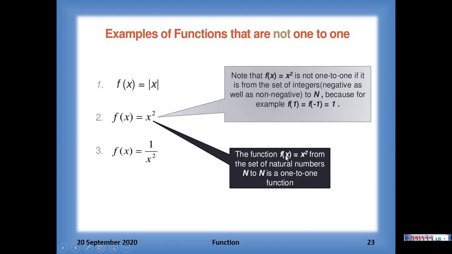Such a function is one-to-one under the set of natural numbers, but it is not under the integers. Therefore, one-to-oneness is dependent on the given domain.